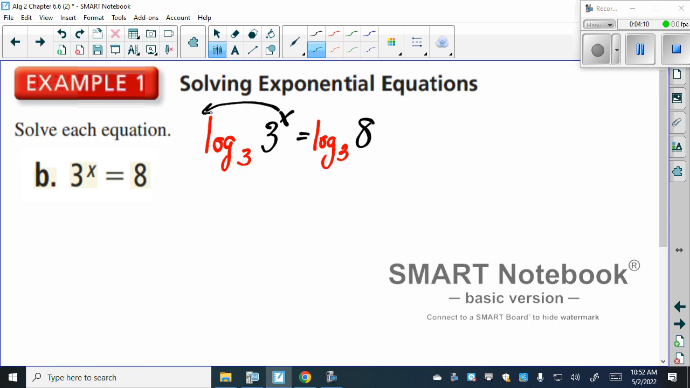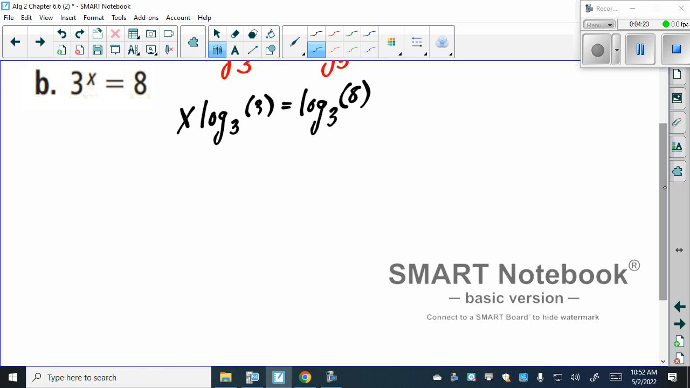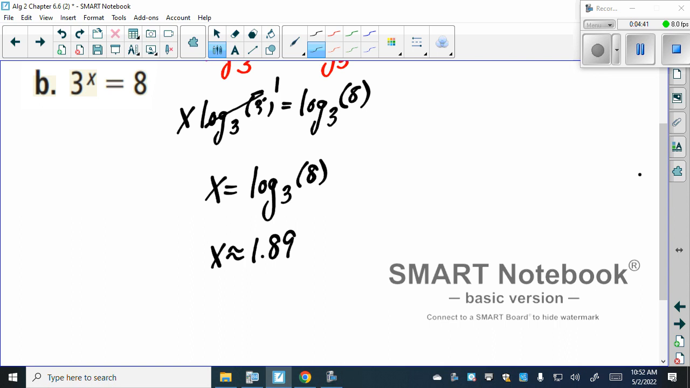On the left-hand side, the x is going to move out front, telling us that we have x times log base 3 of 3 is equal to log base 3 of 8. And as we saw in the last one, log base 3 of 3 simplifies to 1, leaving us with x by itself equal to log base 3 of 8. That's 1.893, because the number after it would be greater than 5. And that's it.